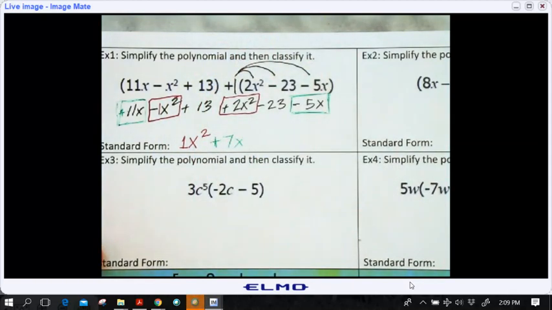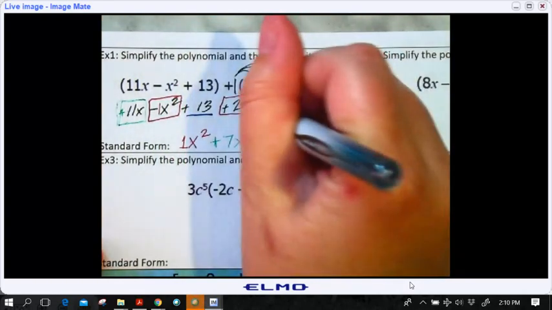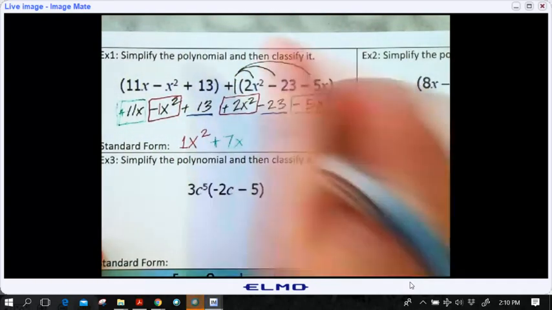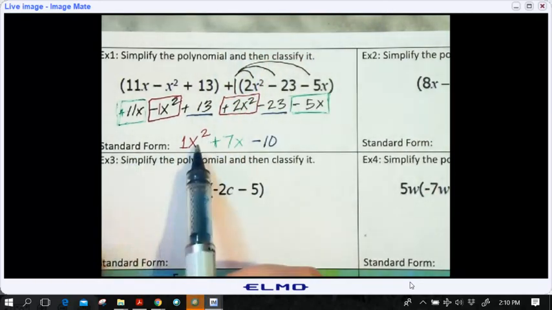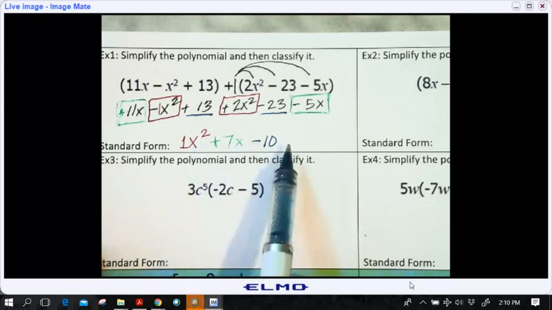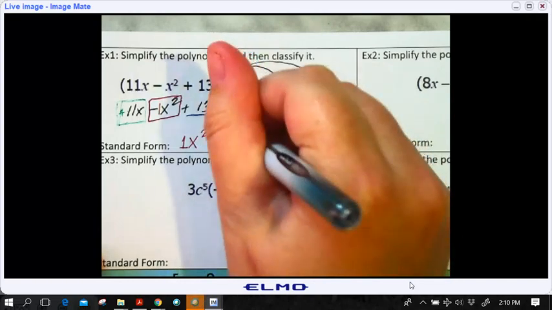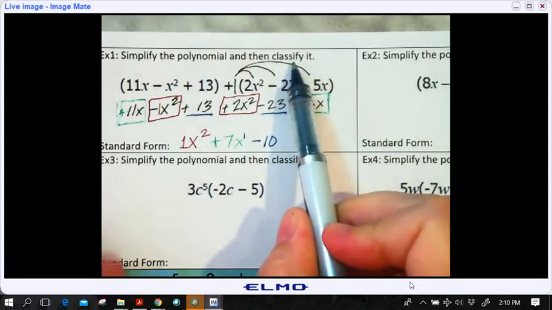And then finally, my very last bit is my constant terms. So I have a 13 and a minus 23, so it's going to give me minus 10. Okay? So I've written it in standard form, the exponents from high to low, so that's 2, 1, 0. Okay? So I did complete this from high to low, and now I need to classify it.